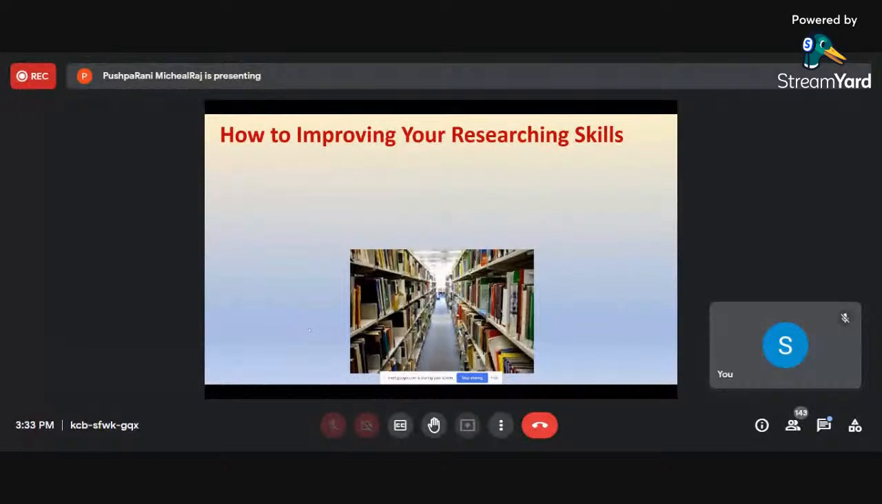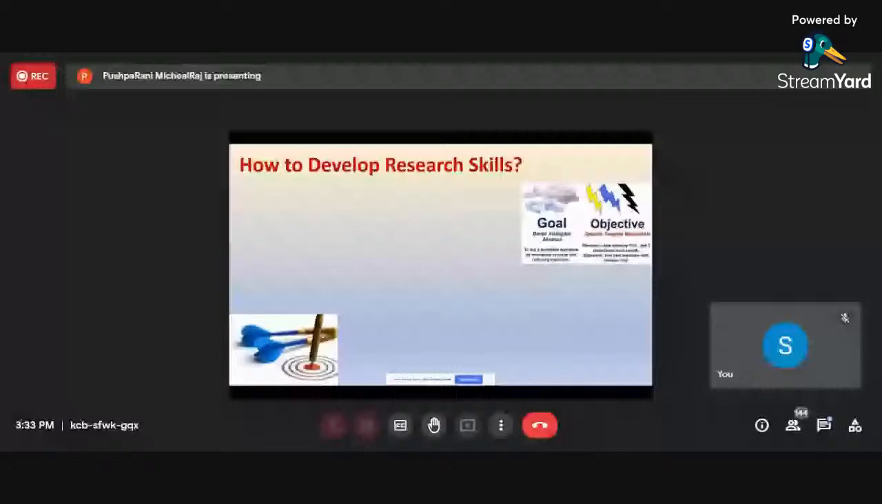Research skills: know the difference between search and research, methods and methodology, research skills and research method, and we know how to improve our research skills. Now we need to develop our research skills. So how can we develop our research skills?